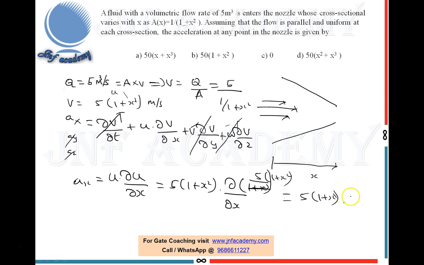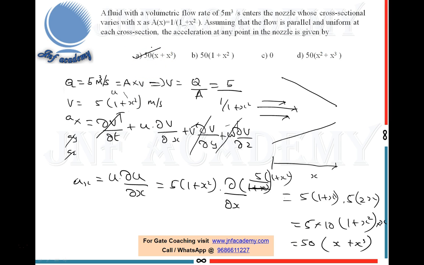5 into 1 plus x square, and if you differentiate this with respect to x, what will you get? 5 into 2x you will get, right? Because 1 will become 0, this will become 2. So ultimately you will get 5 into 5 into 2 will become 10 into 1 plus x square into x. So this will become 50 into x plus x cube, right? So that's the acceleration along the x direction. If you see option A, 50 into x plus x cube is the right answer.